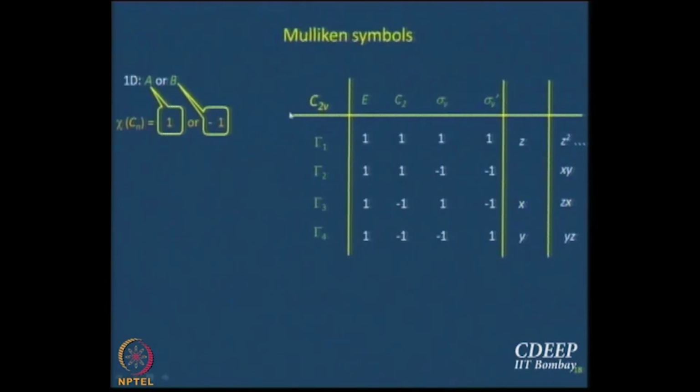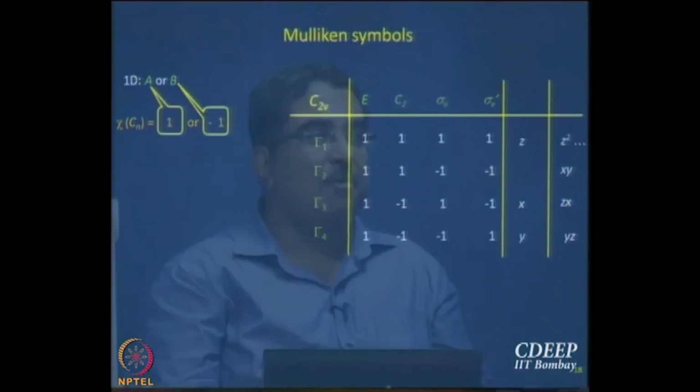Now let us see here. So, gamma 1, is it A or B? A. Gamma 2, A. Gamma 3, B. Gamma 4, B. So, we have done some classification already, but it is not enough obviously, because you have 2 A's and 2 B's. How will I know which A is which? How will I know which B is which? So, we need a second level of identification.